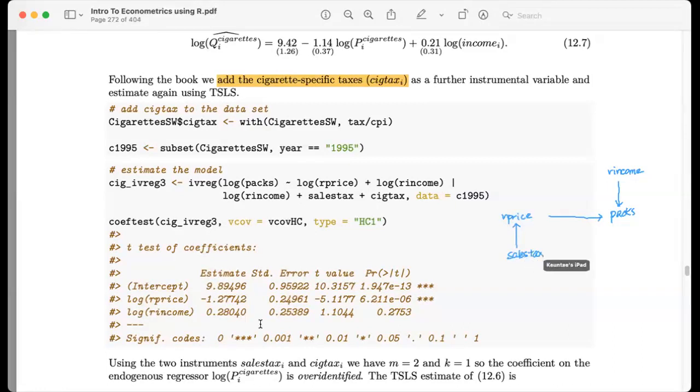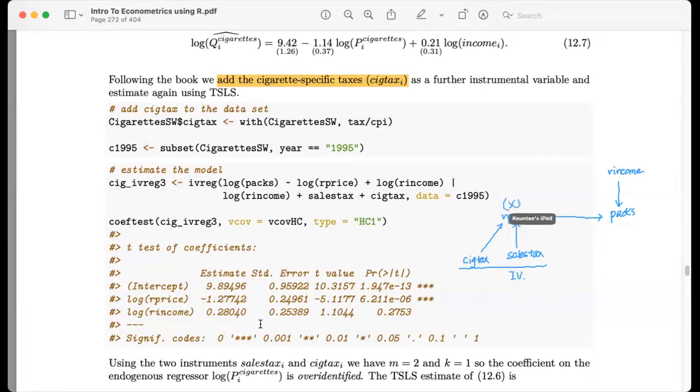Actually, definitely sales tax increases, and the price is going to increase. So they're highly correlated to each other. And then another one is cigarette tax, specific to cigarettes. And these two variables are what is called the instrumental variables, affecting this X.